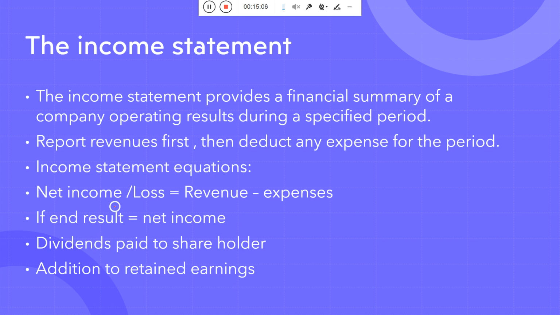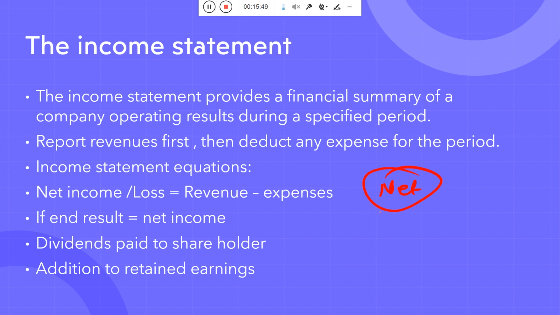So the income statement equation is nothing but the net income, or the net loss, since sometimes it comes out negative, right? It is revenue minus expenses: how much revenue that organization generated, and how much expenses it incurred. At the end, the result is the net income. Then dividends are paid to shareholders on the basis of the net income, the net profit, which is nothing but new value generation, or new cash, in that organization.